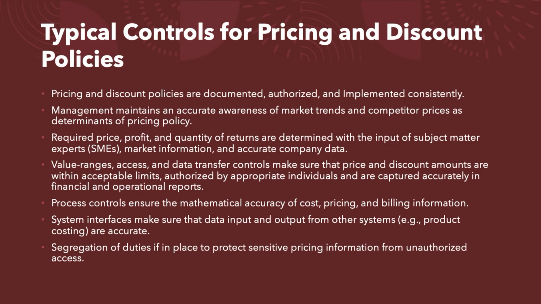Okay? So next, required profit, price, and quantity of returns are determined with the input of subject matter experts, market information, and accurate company data. So, this is what we are saying: our pricing and all of the related information that could affect the pricing policy, even the quantity of returns and profit, we should really have information over that.